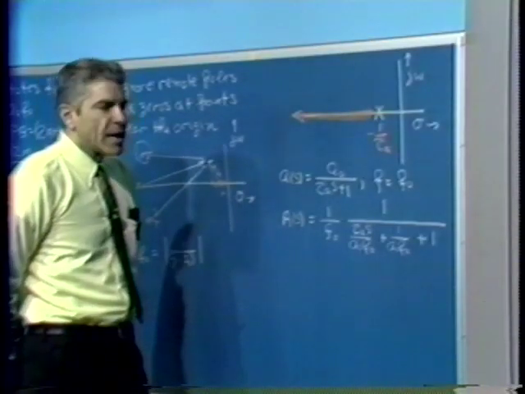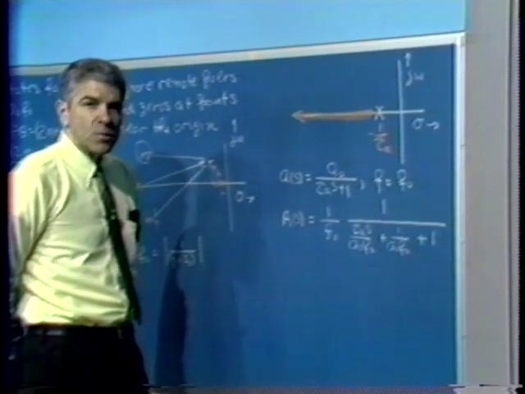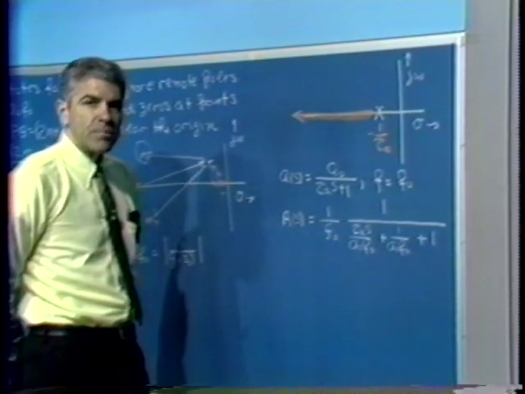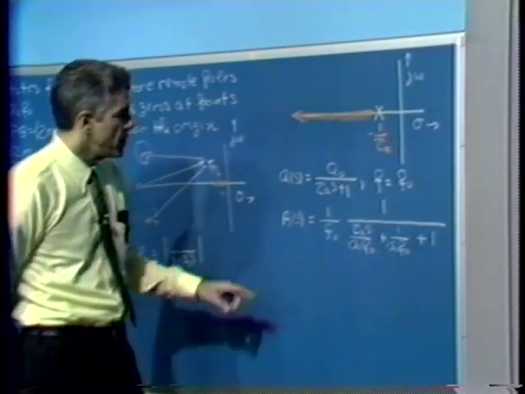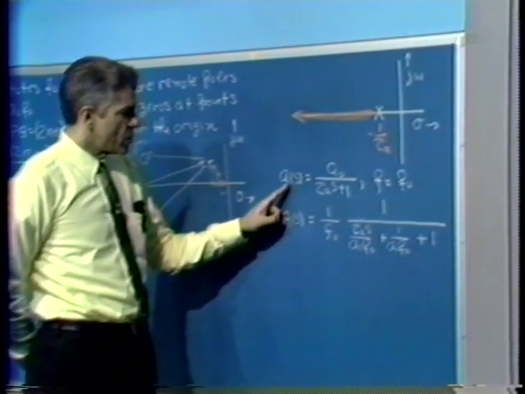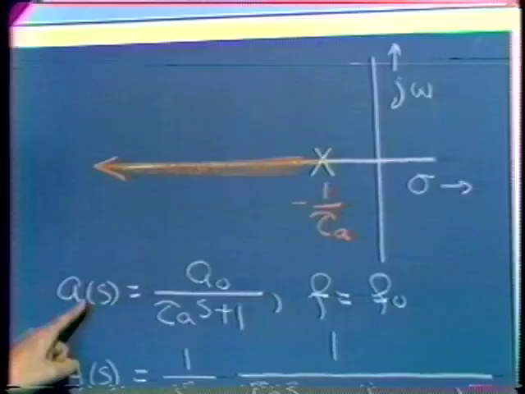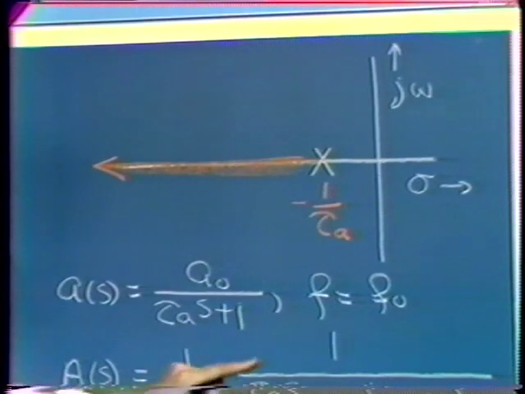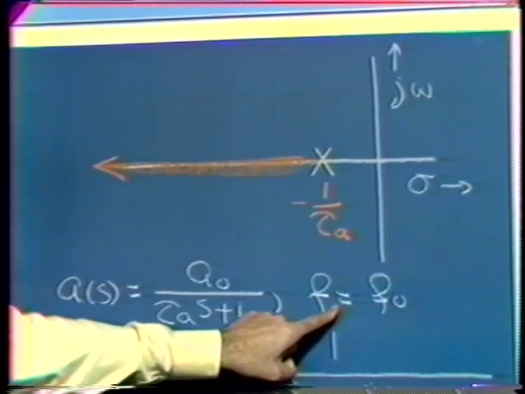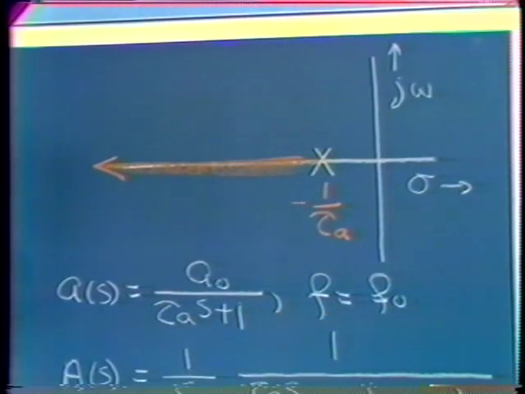I think it's worth pointing out how that corresponds with an earlier development that we've done. We looked at the single pole case when we started our discussion of the dynamics of feedback systems. And in fact, under those conditions, we started with an A of S that was equal to A naught over a single real axis pole, and we assumed that F was frequency independent and equal to F naught.